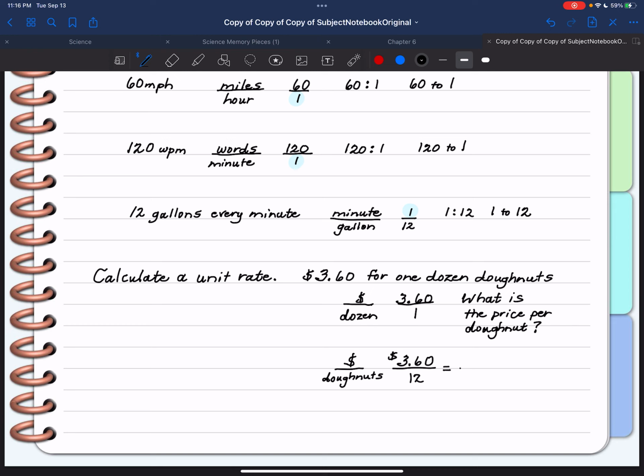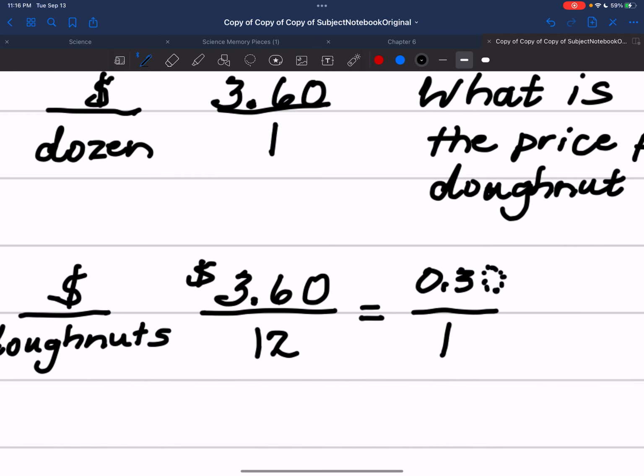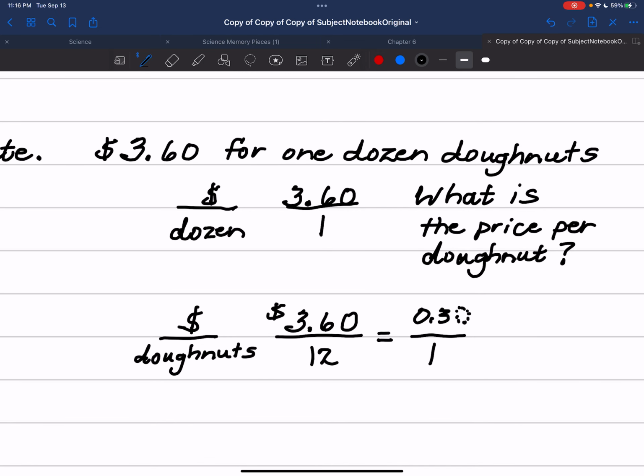But if I go ahead and simplify and say, okay, for 1 donut, how much would it be? You would say $3.60 divided by 12. Just put that through your calculator, and you are going to get 0.3, I believe. Your calculator will not do the 0, but let me be sure. $3.60 divided by 12, yes. You get 0.3, which is the same as 30 cents per donut. And that is the unit rate for donuts. So this is a unit rate.